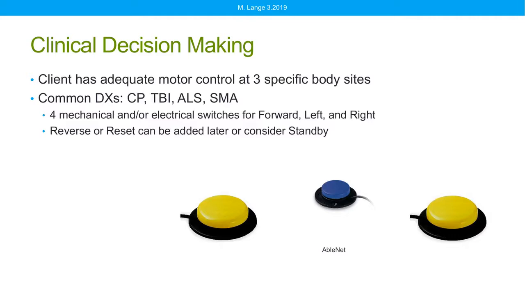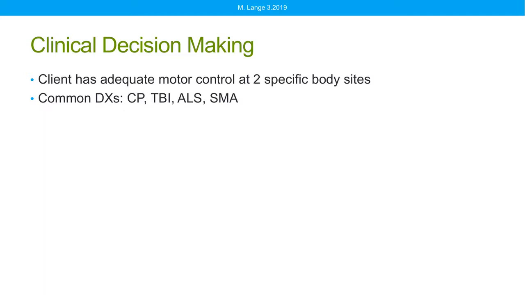We can use these switches for forward, left, and right, and we can add a reverse or reset switch later if we can develop a switch site, or we can consider a feature called standby that allows someone to access all the features of their chair with only 3 switches.